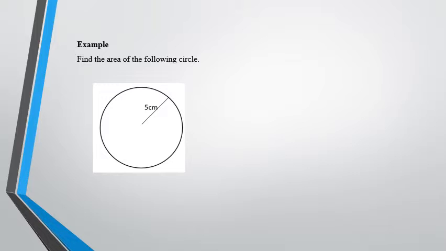Okay, so remember, area of a circle is pi times r squared. In this case, our radius, the distance from the center out to the edge, is 5. So we get pi times 5 centimeters squared. So we square the number first, so we're going to square 5. Remember, squaring a number is just multiplying it by itself. So 5 times 5 is 25.